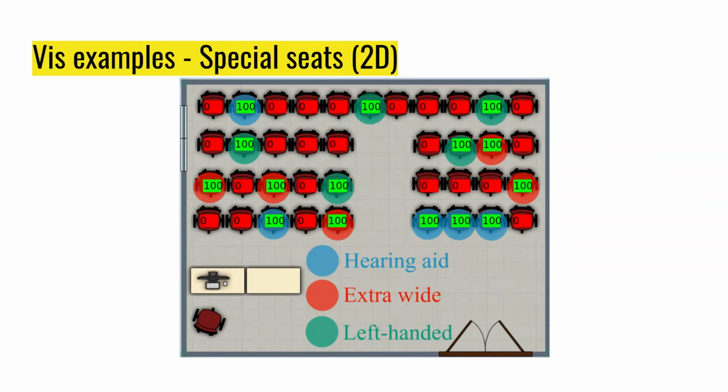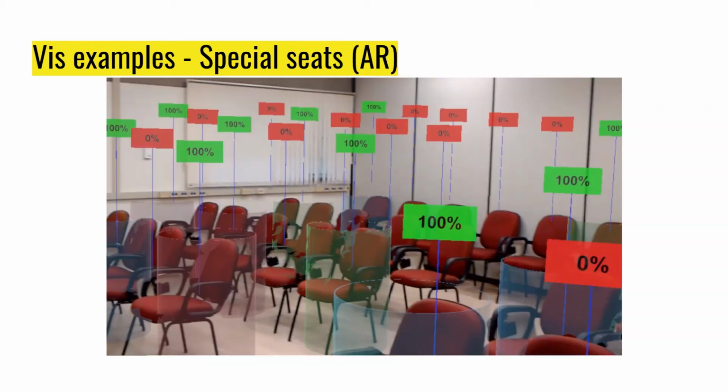Now onto a more complex dataset. The color-coded circles indicate which seats have any particular feature to them. For example, whether they have left-handed desks or hearing aids. Same data now in AR. The circles are replaced by cylinders, helping the users to identify the particular seats.